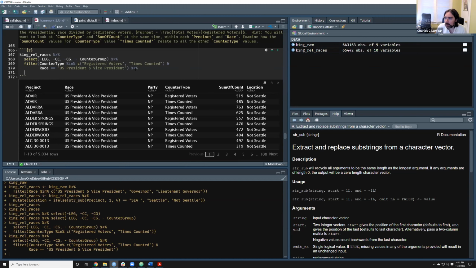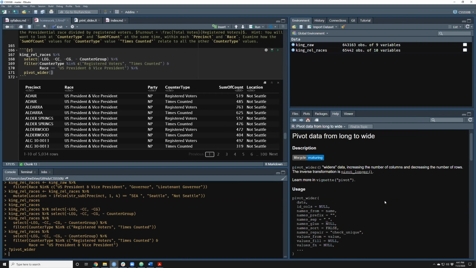the function to pivot something wider? It's pivot wider, yes. So if we want to pivot something wider, do we remember the syntax for saying how we're going to pivot stuff wider? Isn't it like a new variable name and then the column to get the new column names from, and then the column to get the values from?